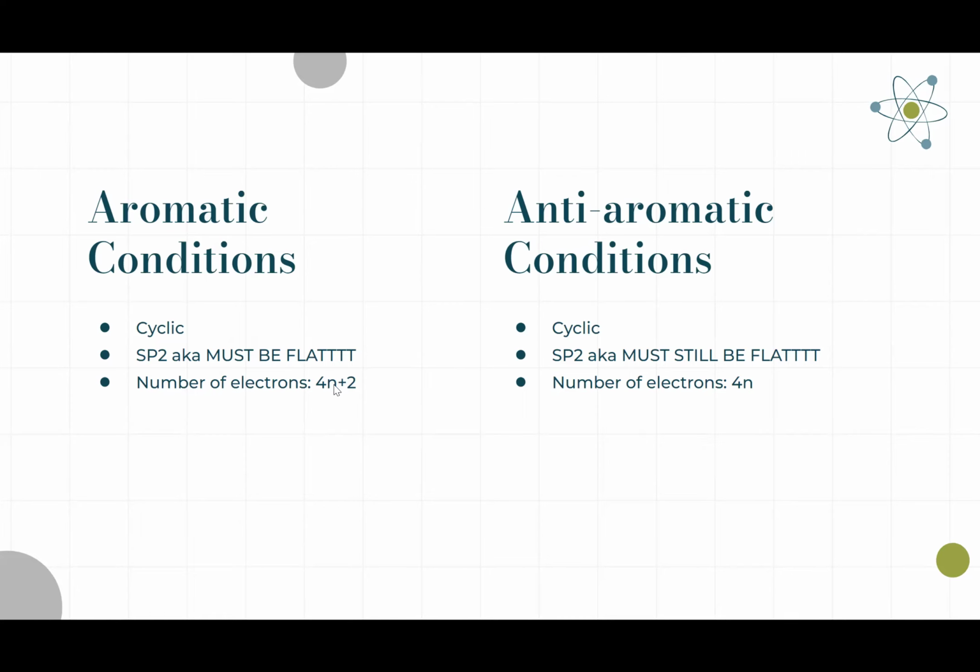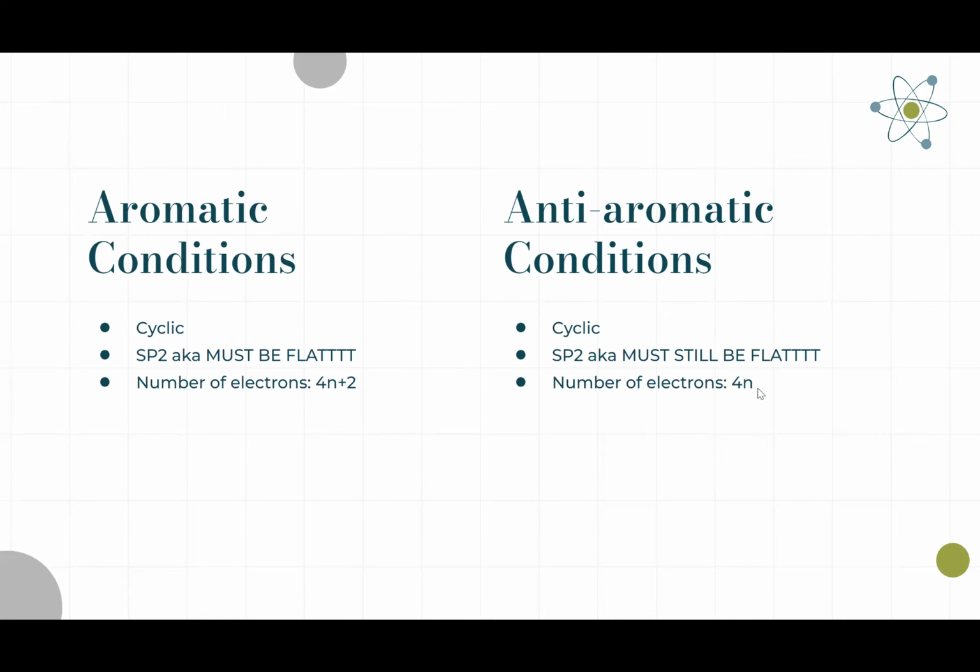Here n is a whole number, and the number of electrons must fit this formula. Any n you pick, as long as it reaches that number, should be aromatic. For example, 6: 6 minus 2 is 4, and 4 divided by 4 is 1. So n equals 1, a whole number, so it works and it's aromatic. As long as it's that number, like 6 or 10, and continuing like that.